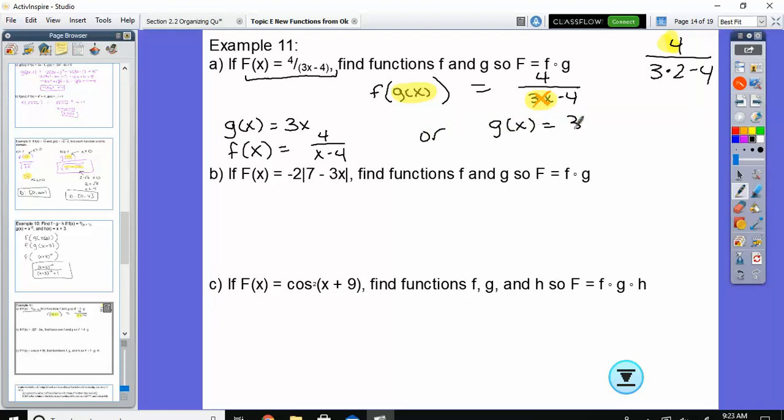Another one, if I had said my g of x is 3x minus 4, then what would f of x have been? So a lot of times there's more than one possible answer. You just have to give me one equivalent option. All right, let's try some more of those. That was a struggle.